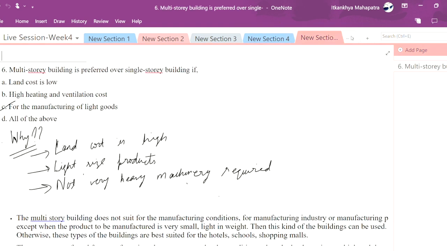Okay, next we also discuss some advantages of a multi-story building over a single-story building. It is mostly favored when the land cost is high, light size products are required, and very heavy machinery is not required. So for the manufacturing of light goods, mostly we prefer a multi-story building.